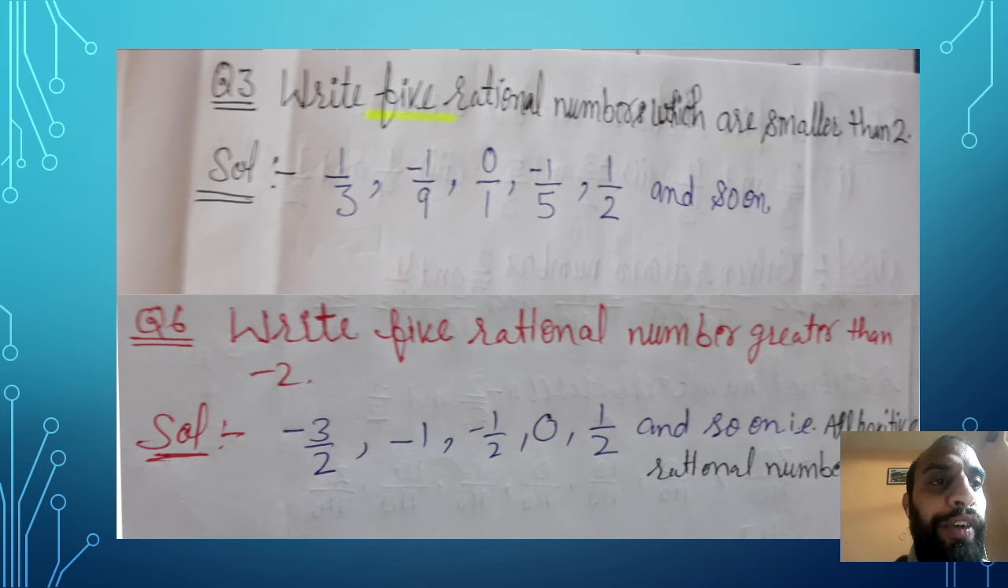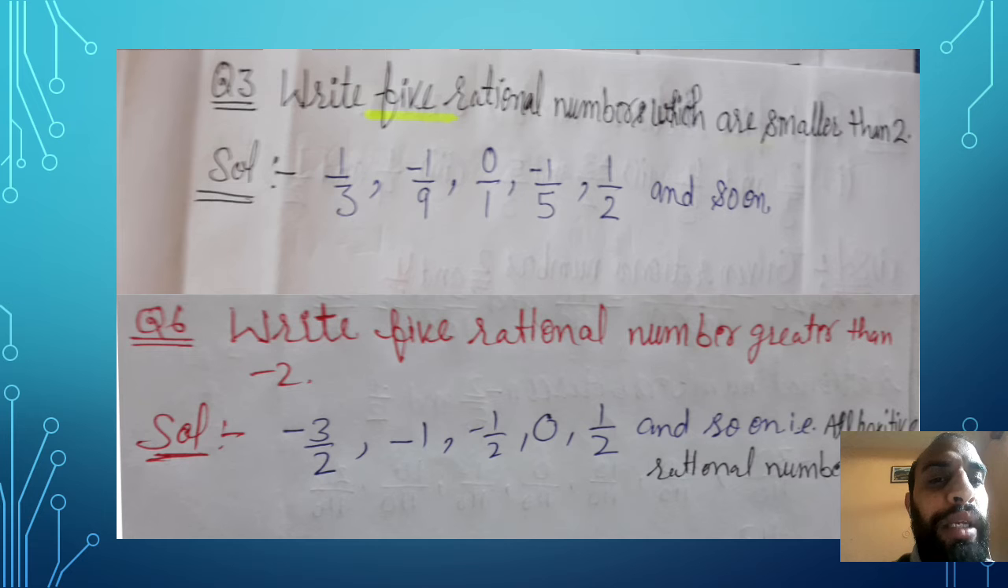left hand side of 2, like 1, 0, -1, -2, -3, all of them are smaller. You can write all these numbers, as well as, if you are writing in the form of p upon q, you can write 1 upon 3, -1 upon 9, 0 upon 1, -1 upon 5, 1 upon 2, and so on. Because there are so many numbers, you can select any number that is toward the left side of 2.